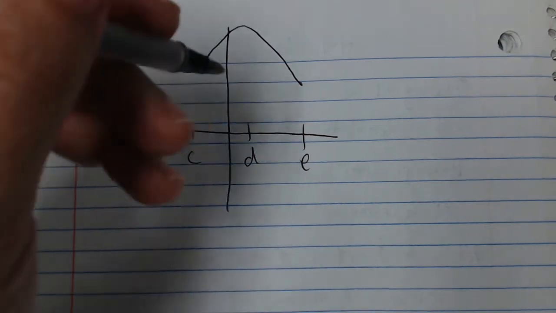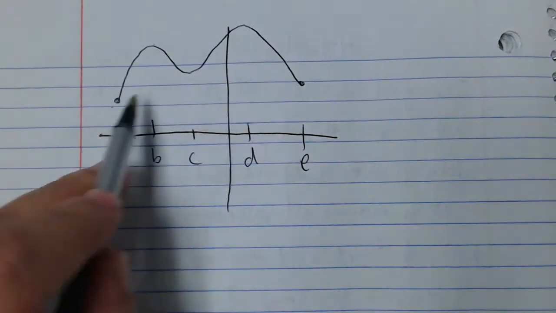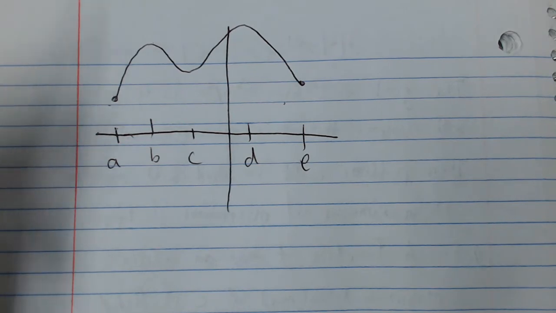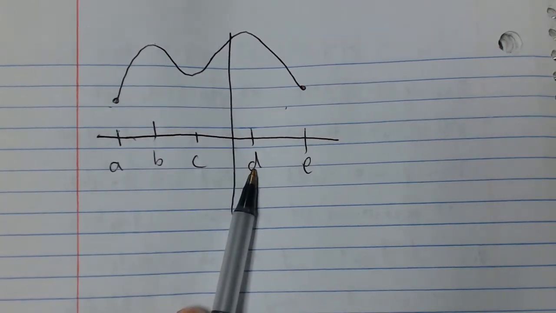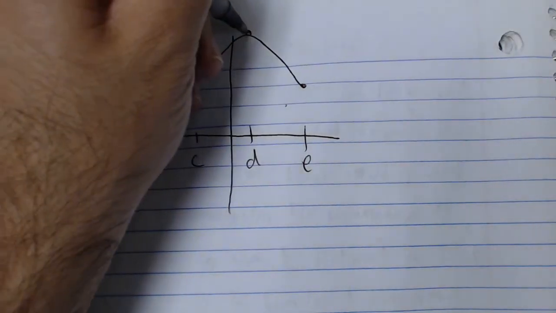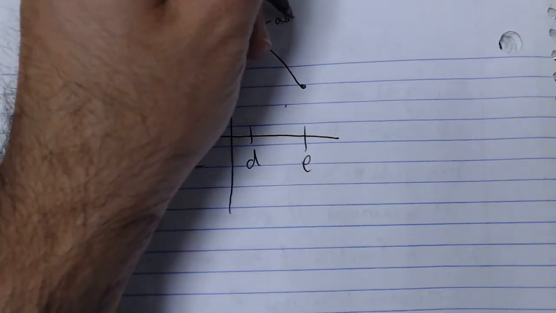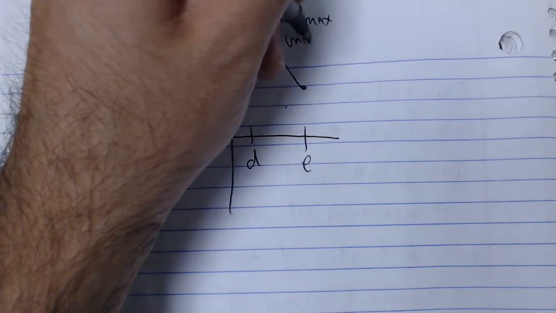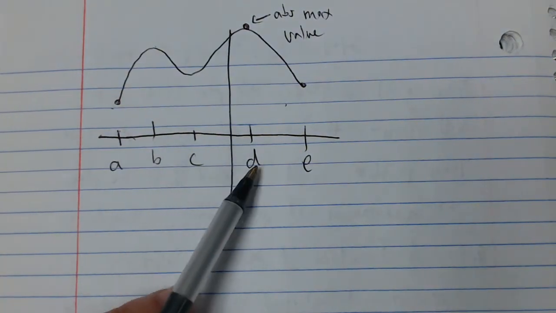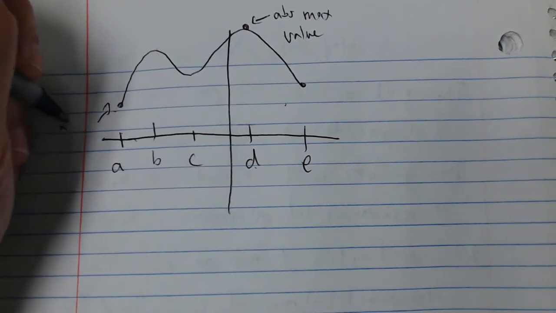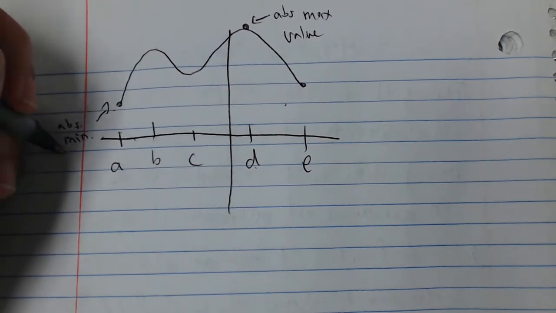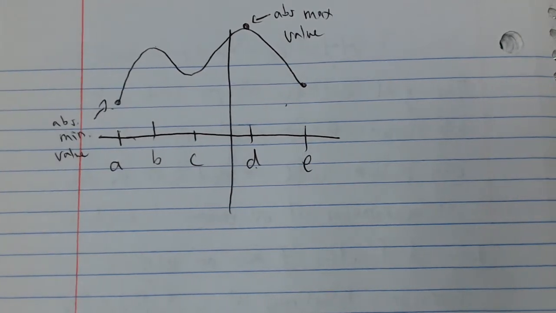So when you look at this function, and by the way, this function starts at A and ends at E, what's the largest y value that this function takes on? The largest y value that this function takes on is at D. So this is my absolute maximum value. Okay, so my absolute max is at D, and then my absolute min, what's the lowest it takes on? This is at A. So this is my absolute minimum value. So my absolute maximum is at D, and my absolute minimum is at A.